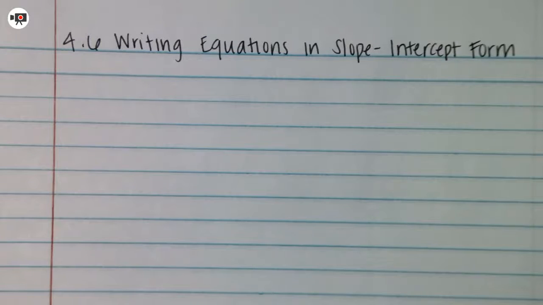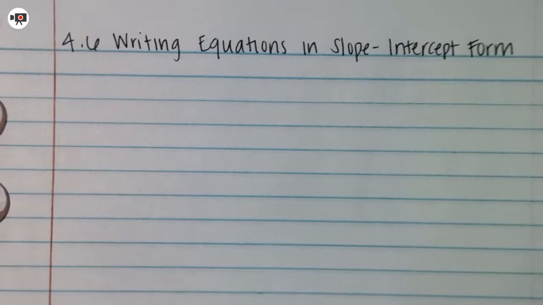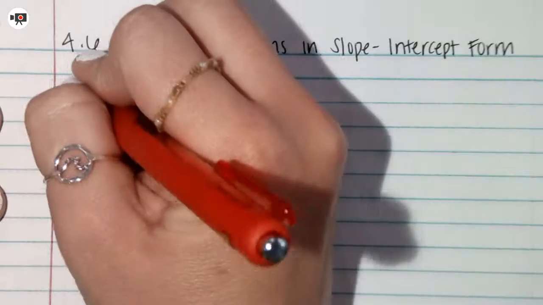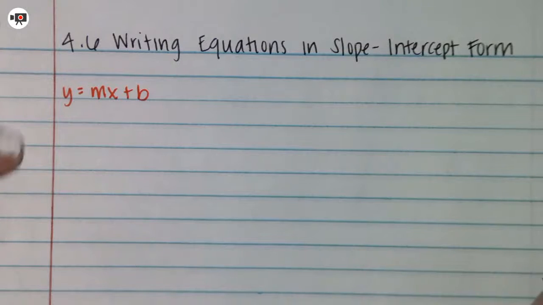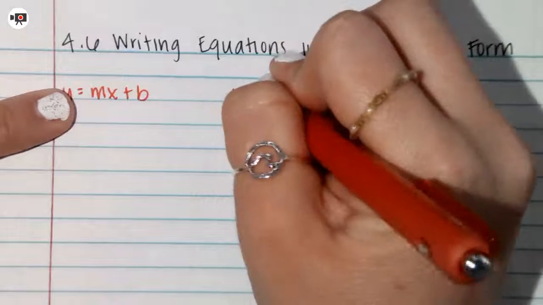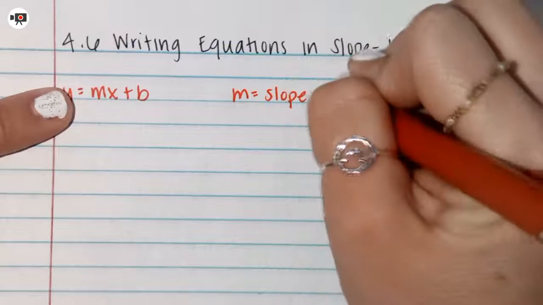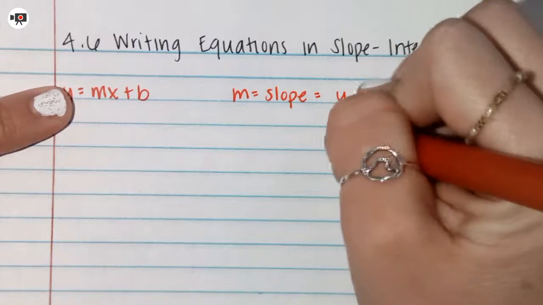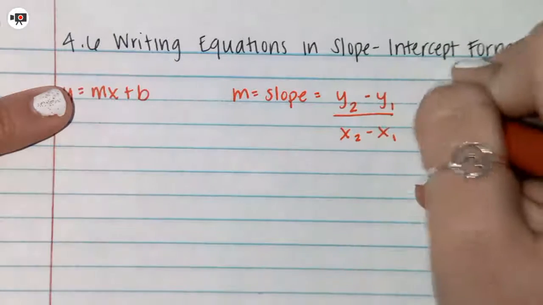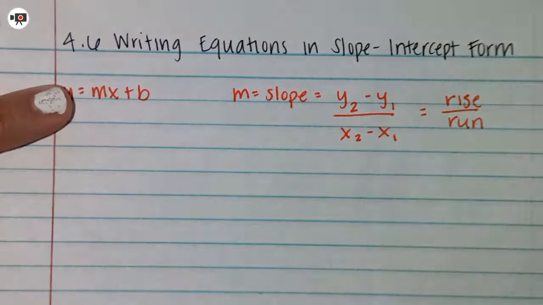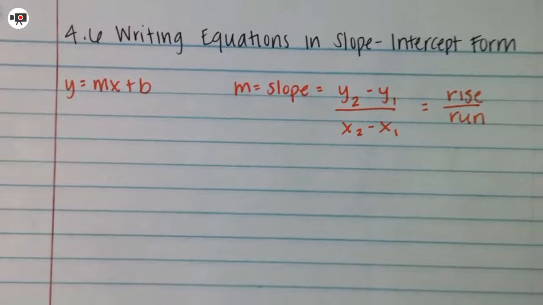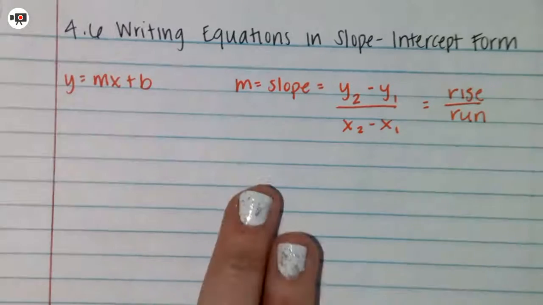Okay, so this is section 4.6, and we are writing equations in slope-intercept form. So first of all, let's start by remembering what slope-intercept form is, and that is y equals mx plus b, where we have m, which is the slope, which is y2 minus y1 over x2 minus x1. This is also the same as saying the rise over the run, the change in y over the change in x, how much it goes up or down versus how much it goes side to side.